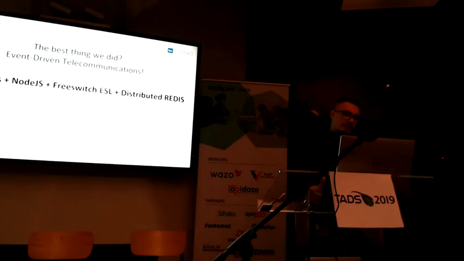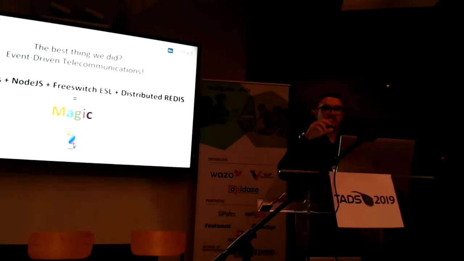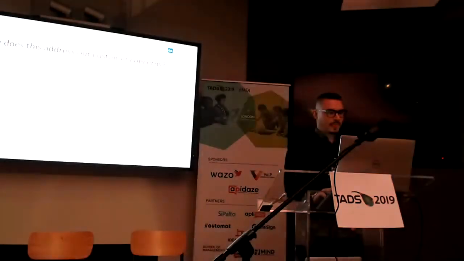So you get WebSockets, Node.js, FreeSWITCH event socket layer, and distributed Redis. It turns into magic, actually. Stuff comes in from telecommunication, gets pushed into the screen, and it can come from any source. You just need to build a decent enough orchestration for it to actually turn into magic. So this, in my opinion, is the best thing we actually achieved, to have this on a stable basis for all of our customers.